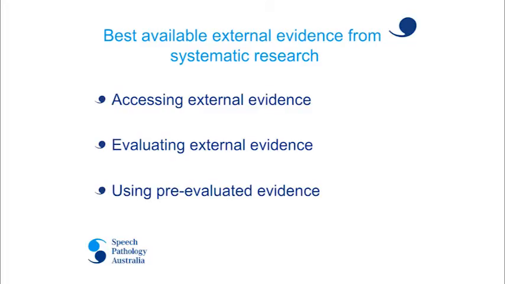We need to be comfortable in saying that randomised controlled trials aren't always possible with our populations. Many of our populations have small numbers. Many of our populations are very complex, and that makes it difficult to achieve the numbers that are needed for randomised controlled trials and the conditions sometimes that are needed for those trials as well. But let's take a look now at how we get at the best available external evidence from systematic research.